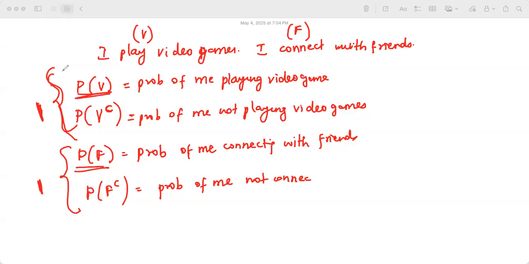Definitely this probability is going to be some decimal, and this probability is going to be some decimal. Both of them sum up to 1. Similarly, probability of me connecting with friends or not connecting with friends, either of that is going to happen, so the sum of them is going to be 1. If this is 0.2, this has to be 0.8. Make sense?